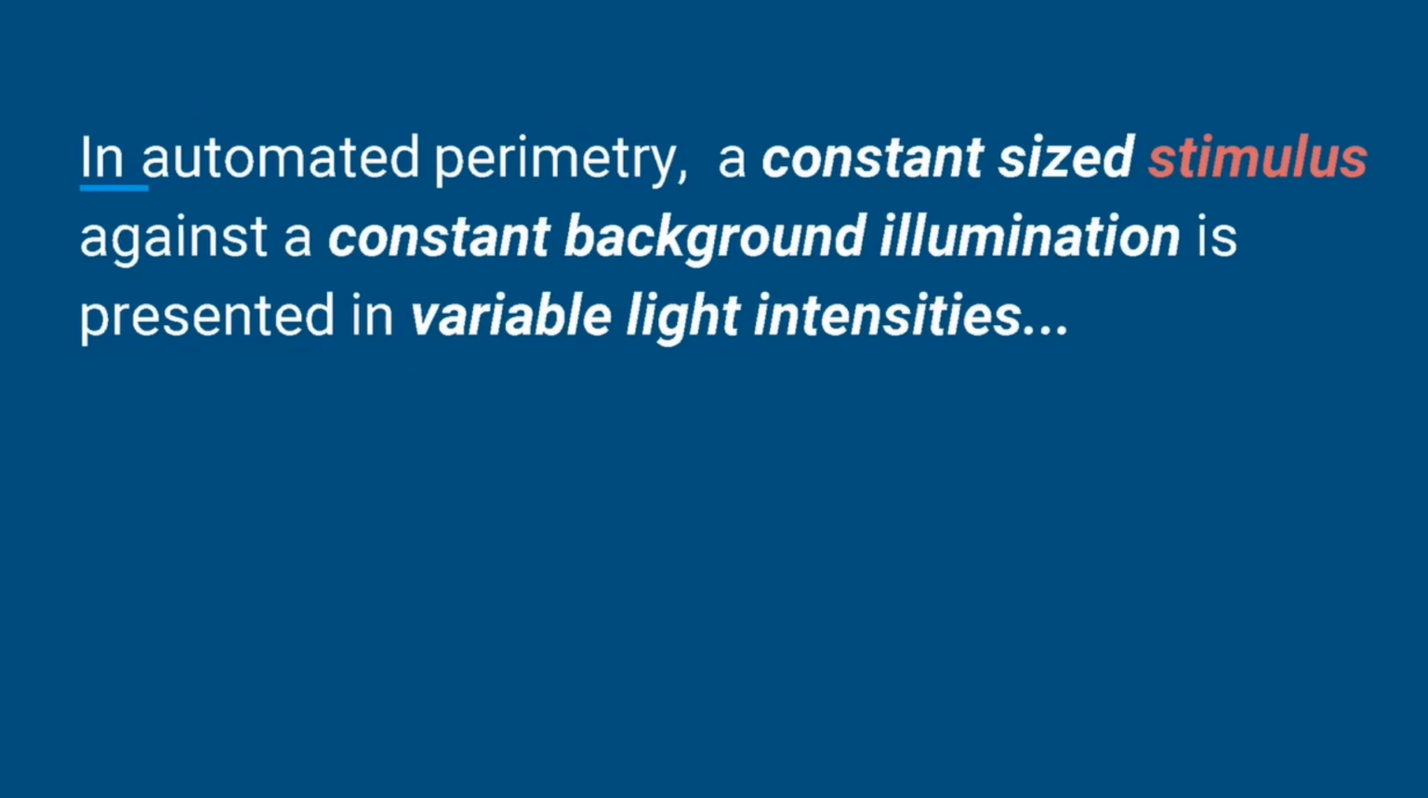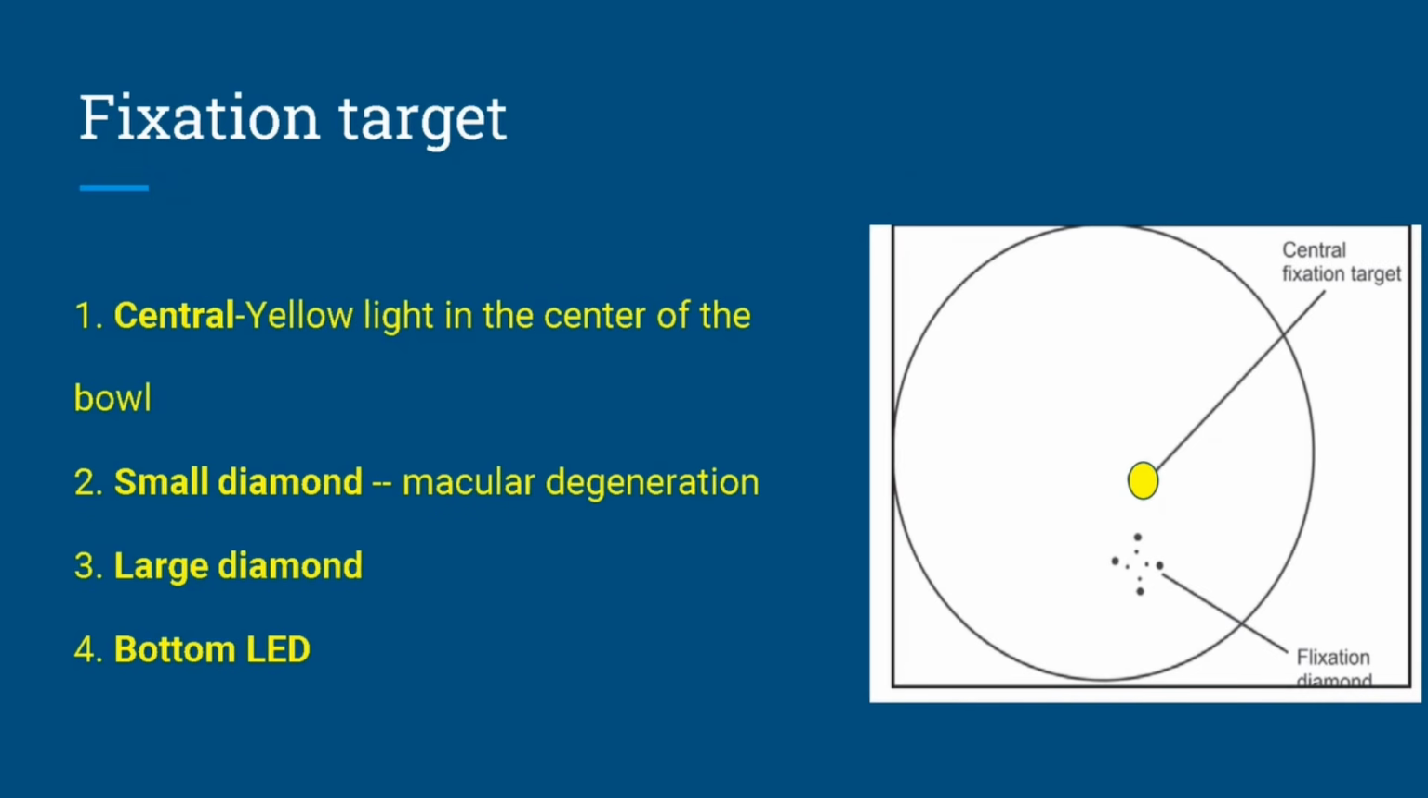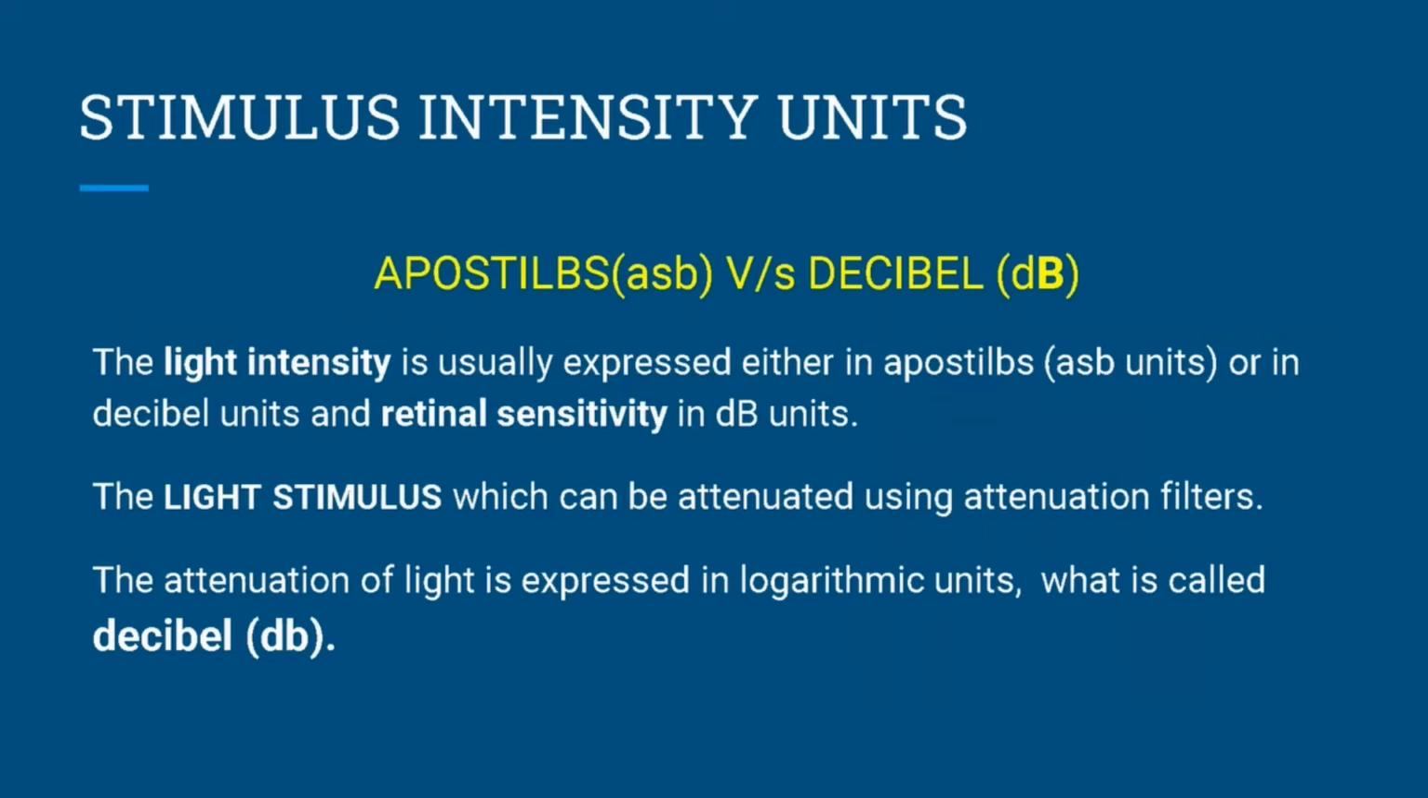In automated perimetry, let's talk about the stimulus. Before giving the stimulus, the patient would be given a fixation target, either a central, a small diamond, a large diamond, or a bottom LED, depending upon the test being performed and the patient's ability to fixate. The unit of light intensity is apostilbs and decibels both, whereas the unit of retinal sensitivity is decibels. The light stimulus can be presented in variable intensities using attenuation filters, and we attenuate the light in log values.